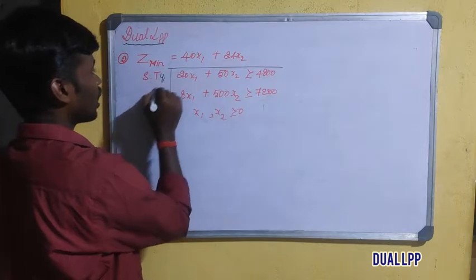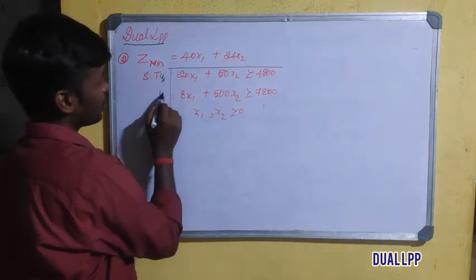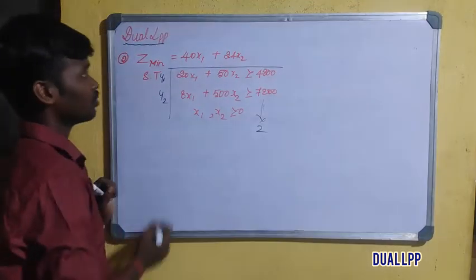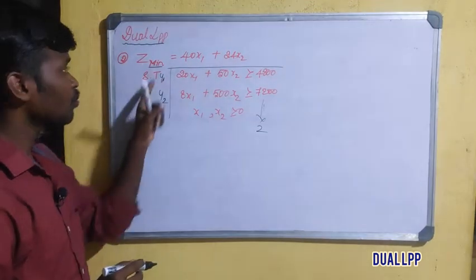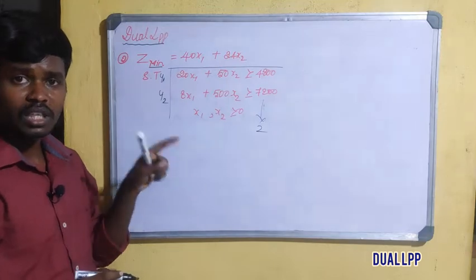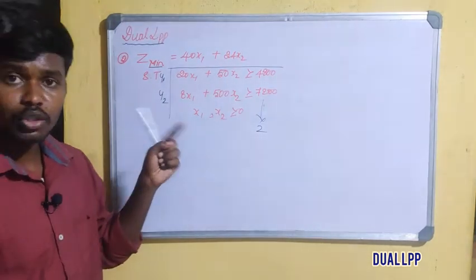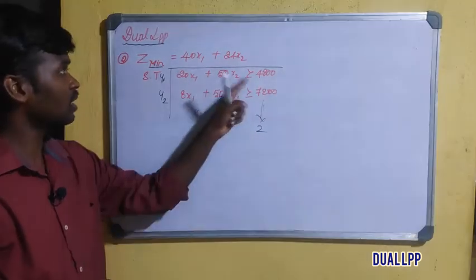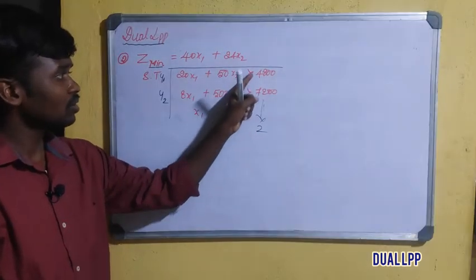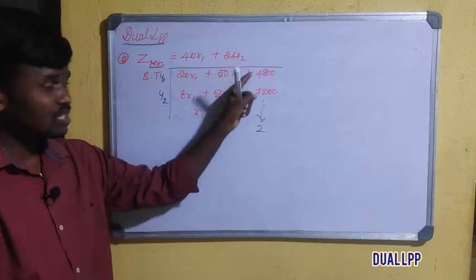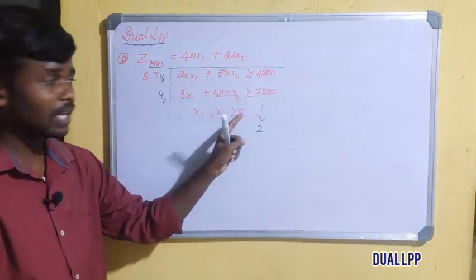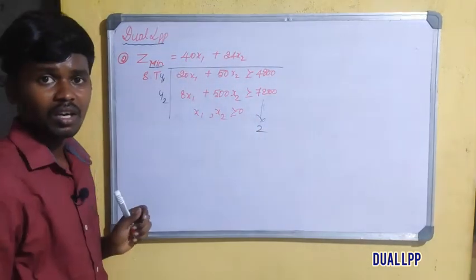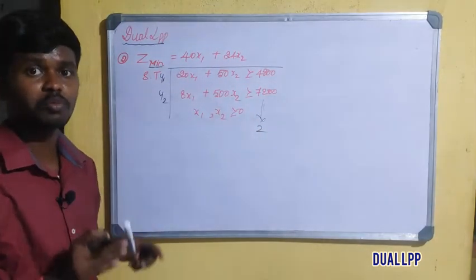So you take it as y1 and y2. This will become your objective. Here the objective is already minimum; while converting the primal into the dual, you have to take it as maximum. Then you have to change the symbols also. This will become the objective and this will become the constraint. So solve the problem yourself.